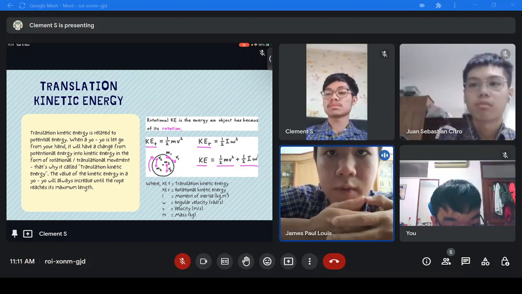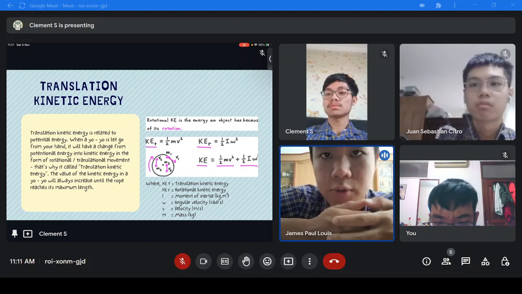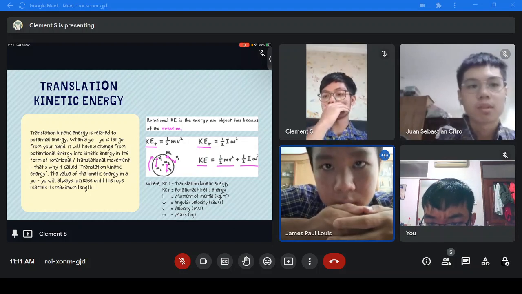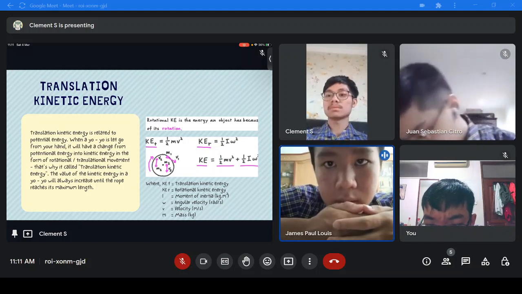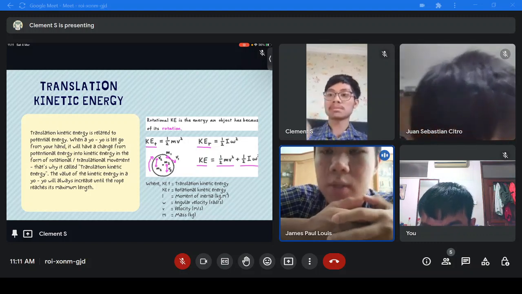The value of kinetic energy in a yo-yo will always increase until the rope reaches its maximum length.